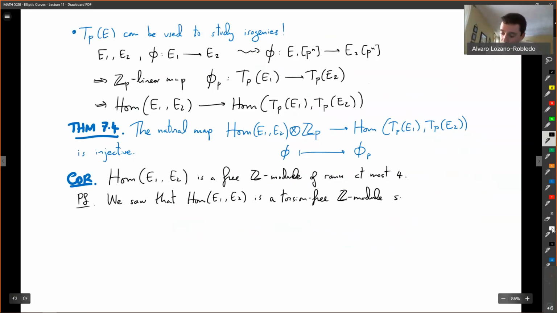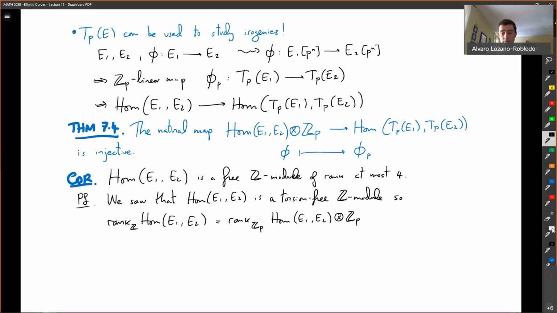And then, if you want to compute the rank over Z of this Z-module, that's going to be the same as if I compute the rank over Zp of the module. This would only change if somehow I was killing some torsion by tensoring with Zp, but there's no torsion to be killed because Hom is already torsion free.